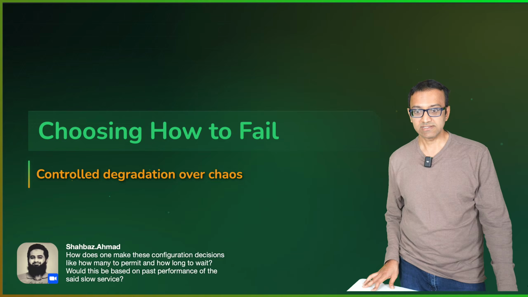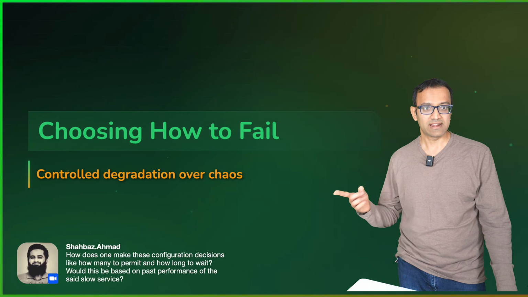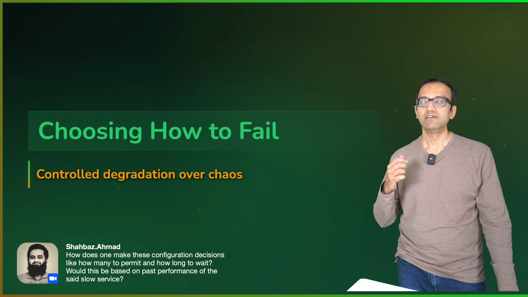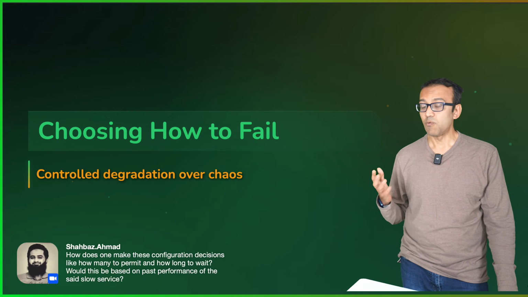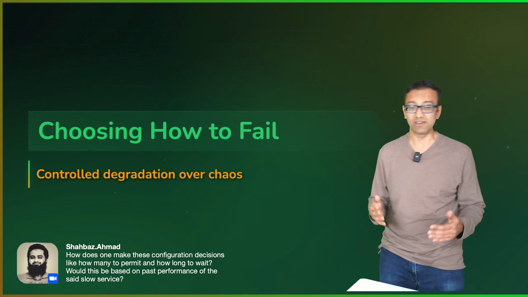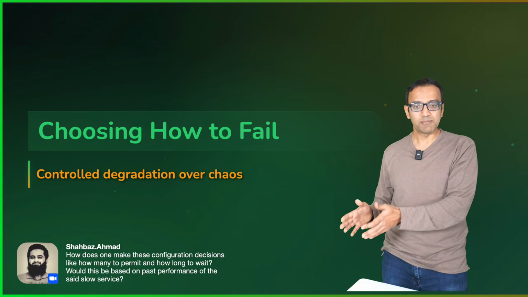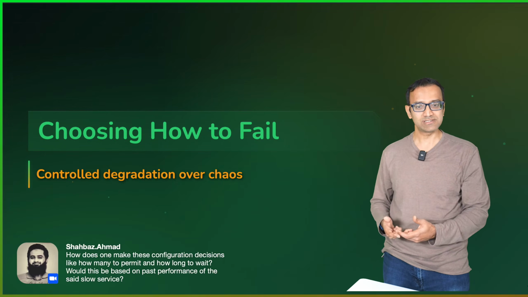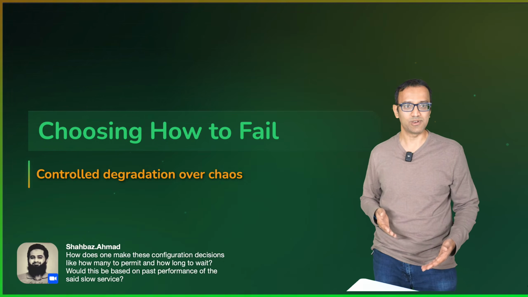How does one make these configuration decisions? Based on the performance, yeah, I kind of addressed that in the other question. So based on the performance, the QPS, how many requests do you anticipate coming in? What is the thread pool configuration across the stack? So you can do the math, right? You can calculate, okay, I'm getting 10 requests per second, and this is the number of threads, this is the average response time. You can calculate how long something is going to wait, and whether you're going to exhaust the thread pool or not.